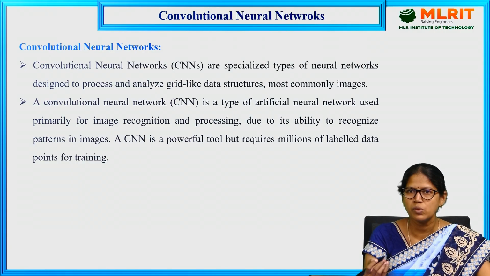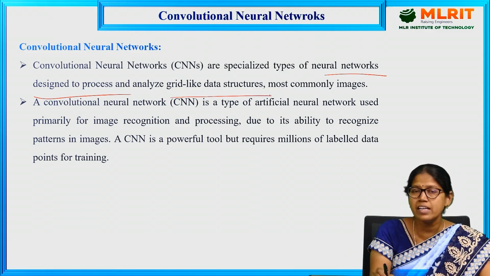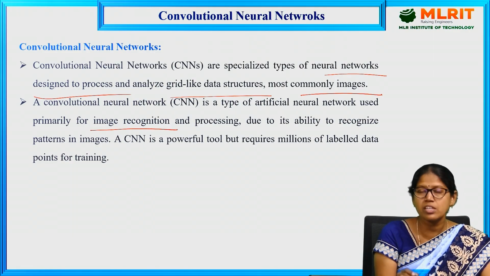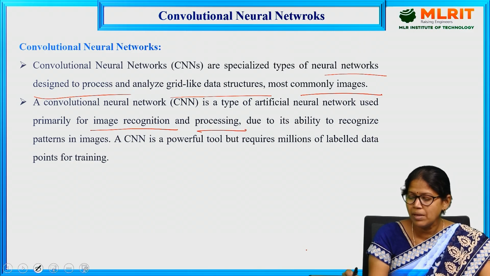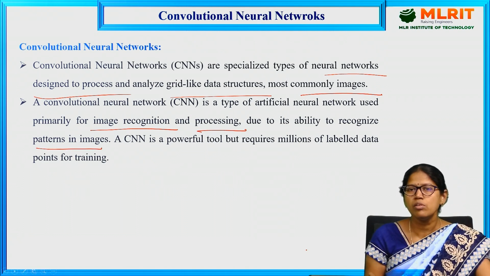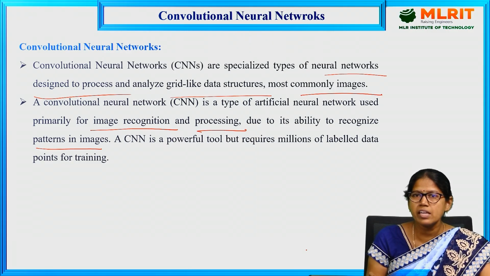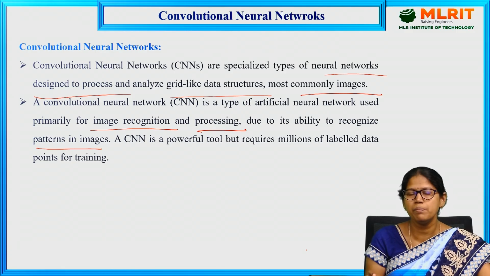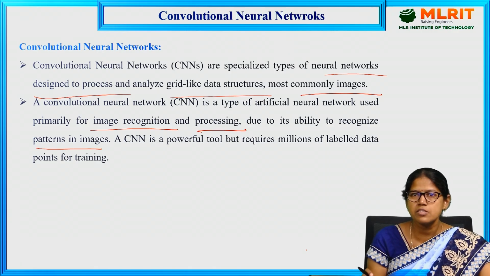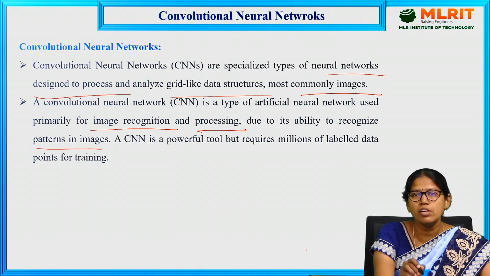A convolutional neural network is a special type of neural network designed to process and analyze grid-like data structures, commonly images. It is used primarily for image recognition and processing due to its ability to recognize patterns in images. So the CNN is used to recognize the image, detect the image, and also recognize the patterns. Based upon those patterns, it will come to a decision that it is a cat or a crow or a sparrow. So first we need to teach, and to teach that, we need convolutional neural networks.